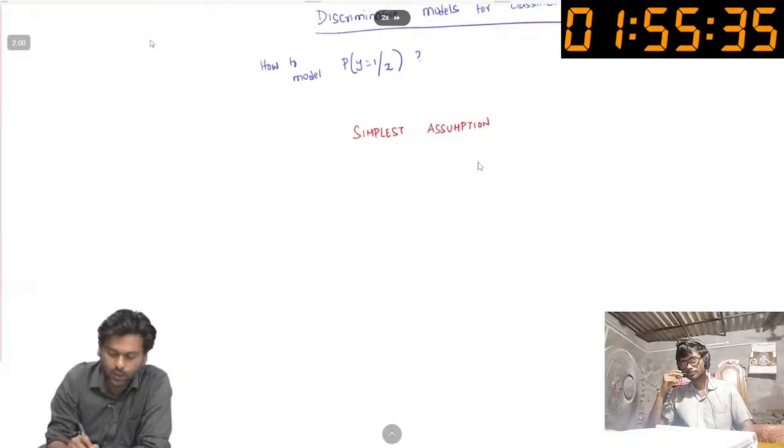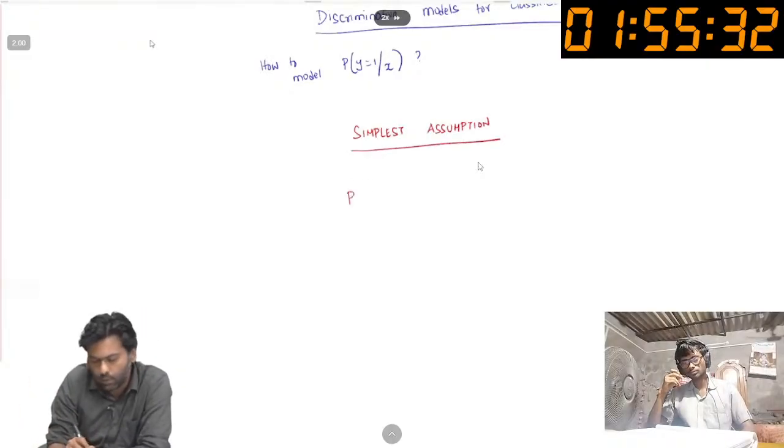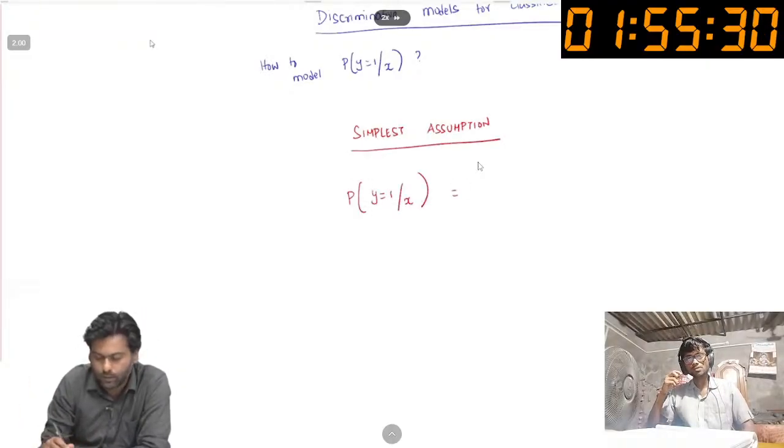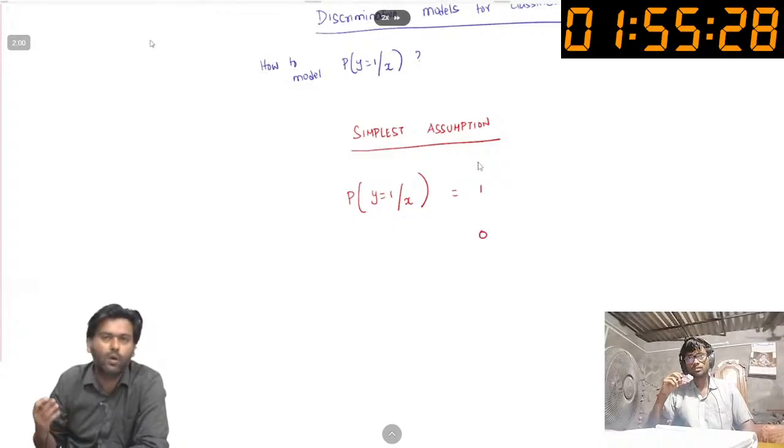and yes, this is an assumption that we are making on how the data is generated. So this is where we are saying that the probability of y equals 1 given x, right? So this probability can only take two values. It can either be 1 or 0, right? So it's not really a probability.